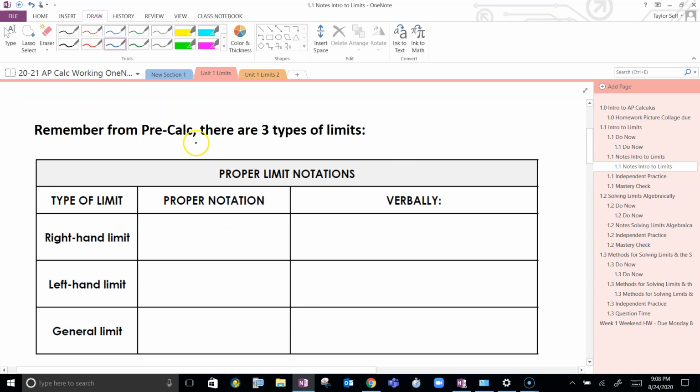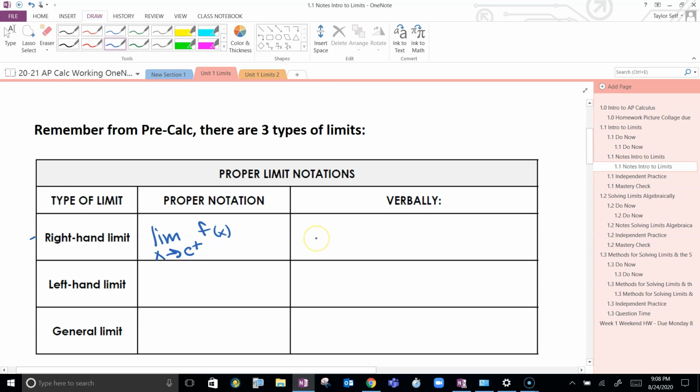So remember from pre-calc, there are 3 types of limits. You're going to quickly write down the types of limits. You don't have to make your table look perfect or anything. Just get this in your notes. So we have the right-handed limit, and the way that you write the right-handed limit is a limit as x approaches c, which is some x value, from the right of f of x. That's the right-handed limit.